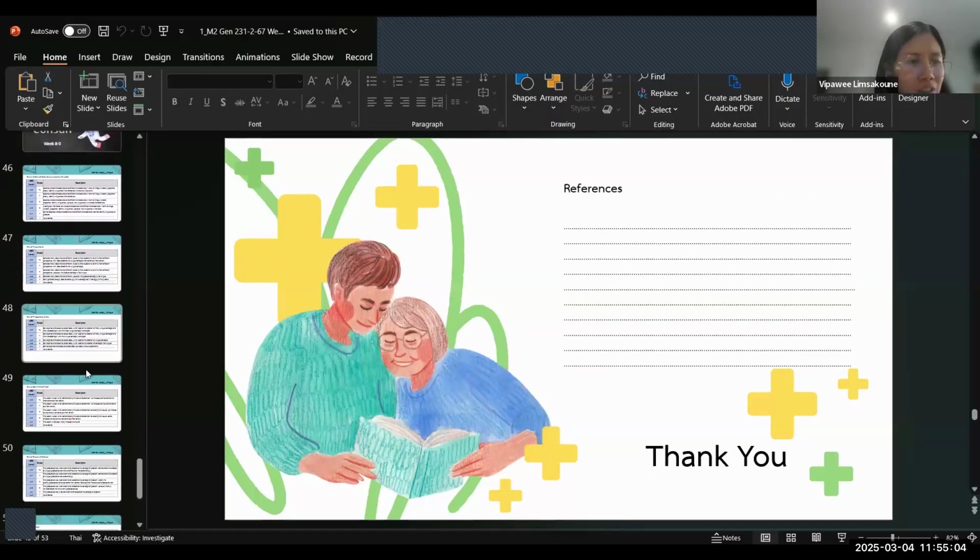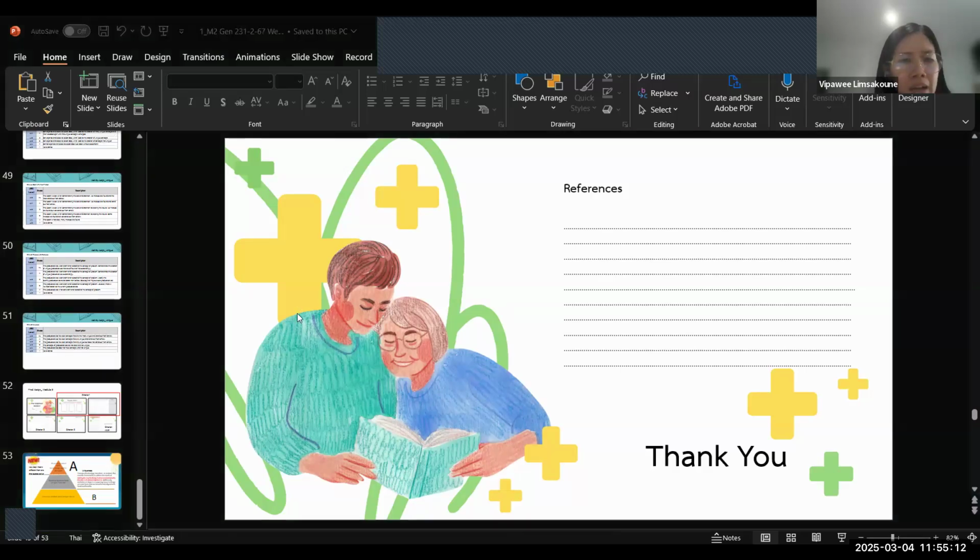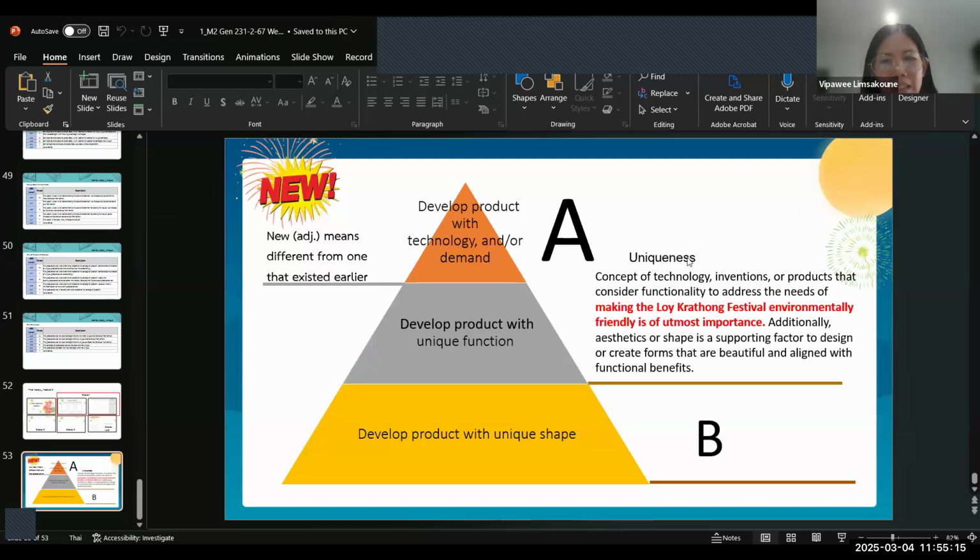I provide the criteria here. I will send it to you guys as well, so don't worry about it too much right now. The final slide here is about the uniqueness, right? If you develop a product with a unique shape, you will receive B for the uniqueness. But when you develop a product with a unique function, then you will receive an A. This one is not about Loi Krathong, excuse me for the error here. But that will be all regarding the final assignment.